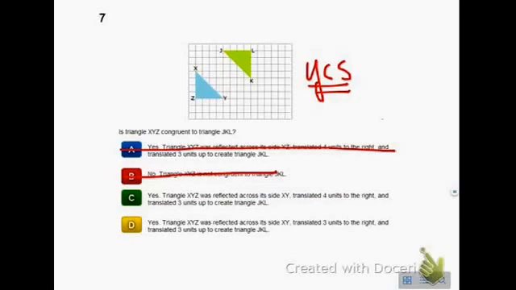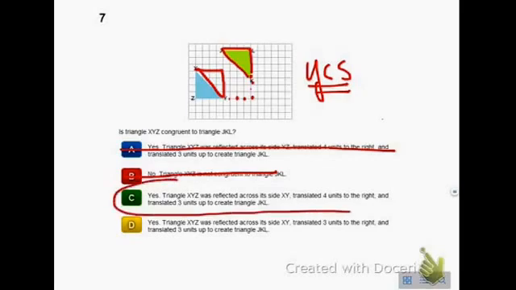Okay, let's look at C. Yes, triangle XYZ was reflected across its side YX, or XY, which is here. So that would make it go. And was translated 4 units to the right. 1, 2, 3, 4. And 3 units up. 1, 2, 3. So that's going to make it be right here. So this would be my answer.